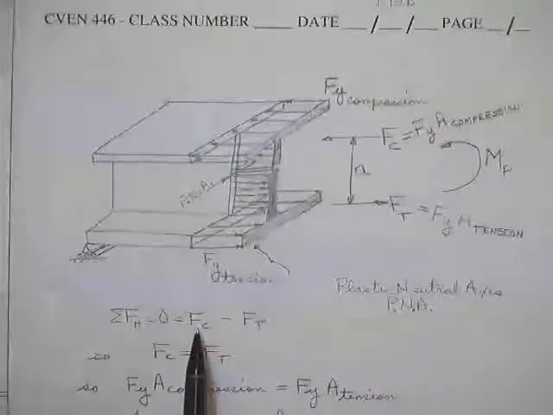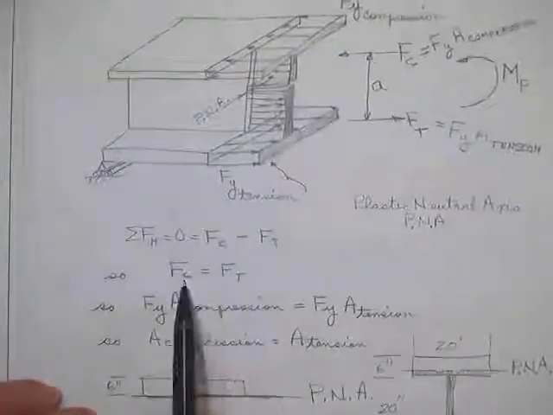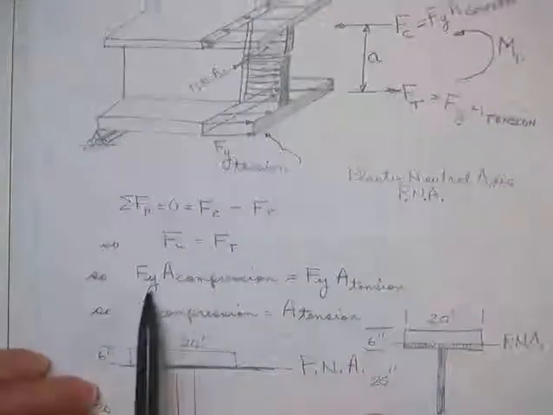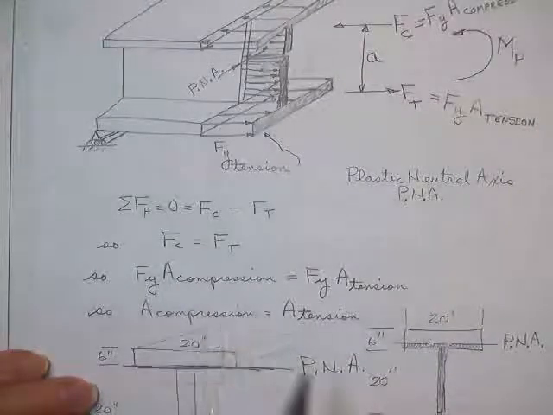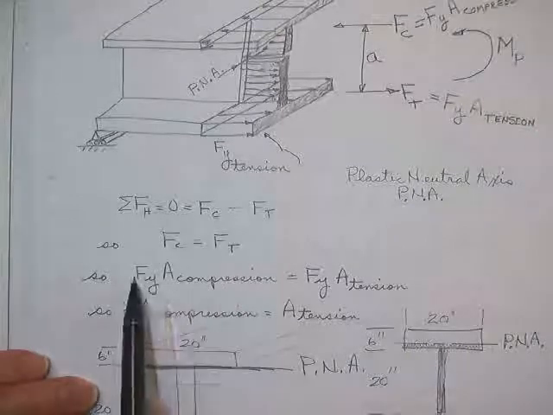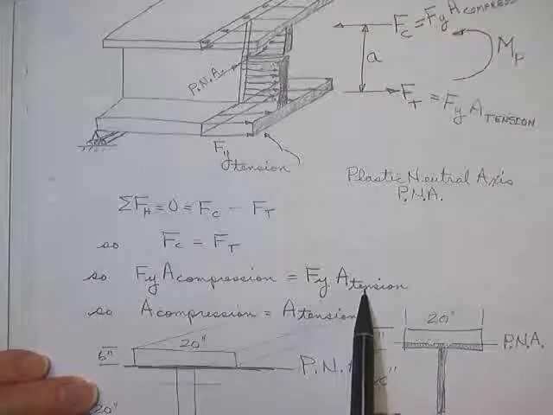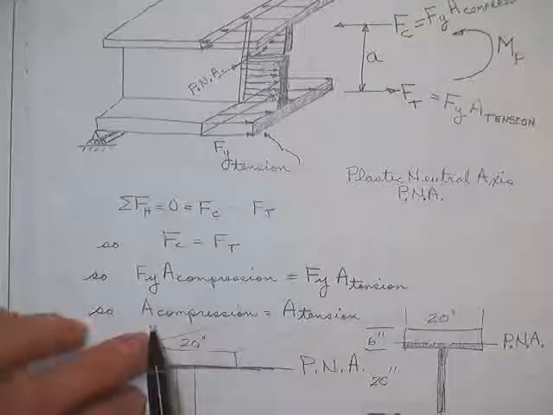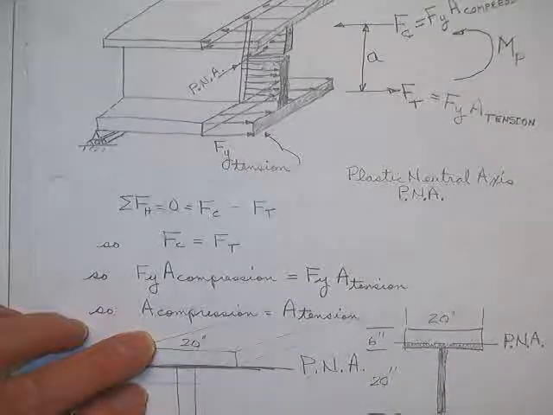Now, since the compression force minus the tension force has to be zero, the two forces have to be equal. Since the compression force is the area in compression times yield, equal to the area in tension times yield, that says the area in compression has to equal the area in tension. That didn't used to be the case.